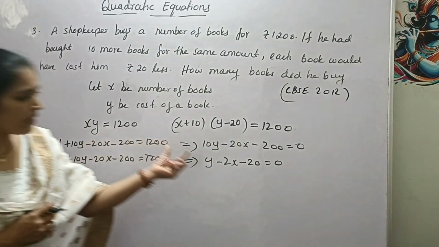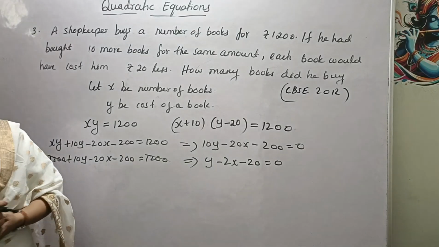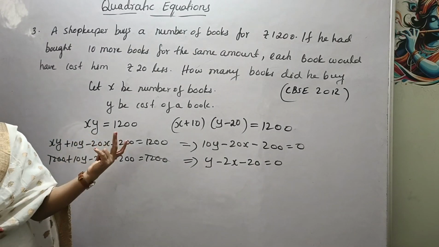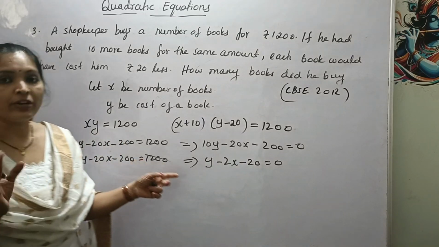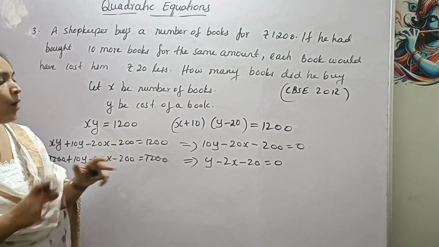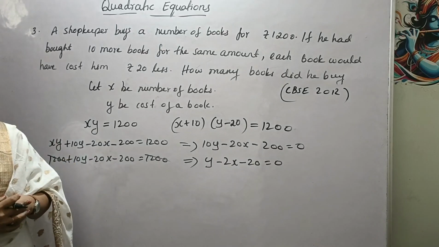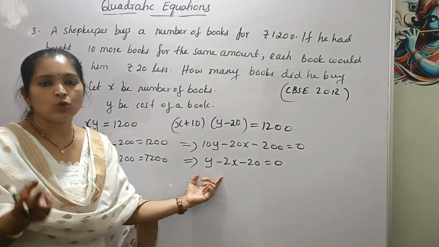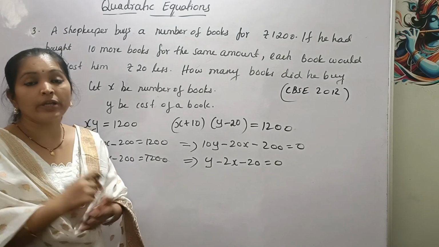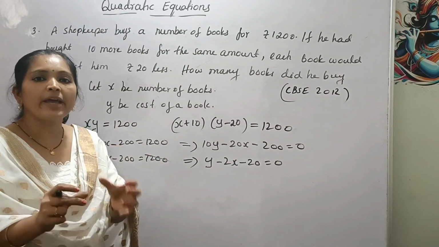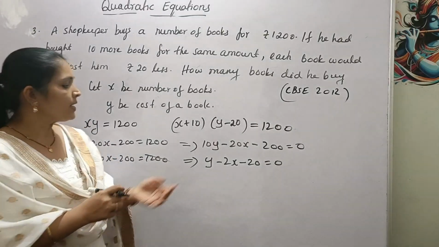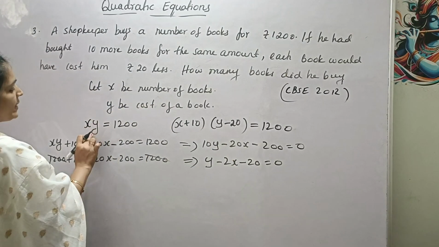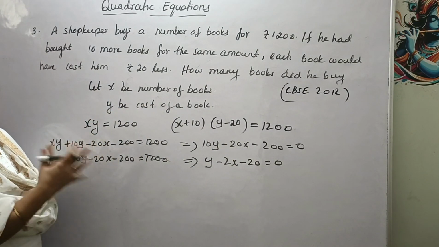Here we can see two variables, right? If we have two equations, we can find them by the pair of linear equations. But here we have two variables and only one equation. So we can make this equation in one variable, so that we will get a quadratic equation, so that we can find the values by the quadratic formula. From this, x or y, you can make any variable.